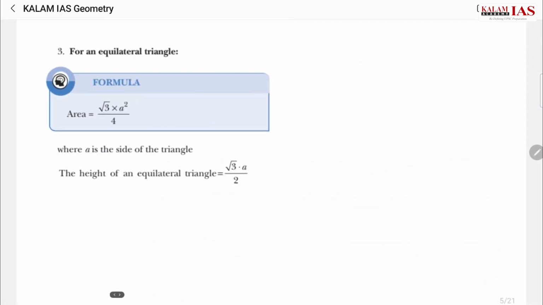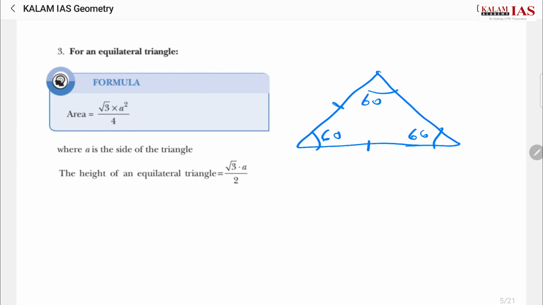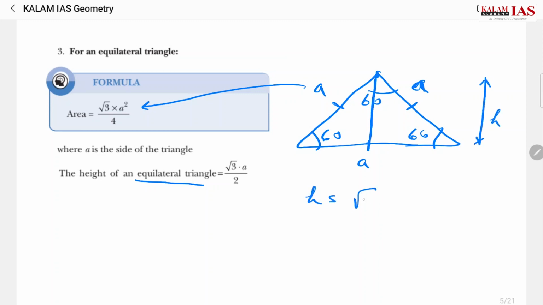The third special case is of equilateral triangle. Equilateral triangle has all the angles 60 degree and length of all the sides is same, which is, if it is a, this also a, and this is also a. The formula of area for equilateral triangle is root 3 by 4 into a square, and a is the side. The height of an equilateral triangle, height is this length from one tip to the base. If it is h, the value of h is given by root 3 by 2 into a. A is again one of the sides of the triangle.